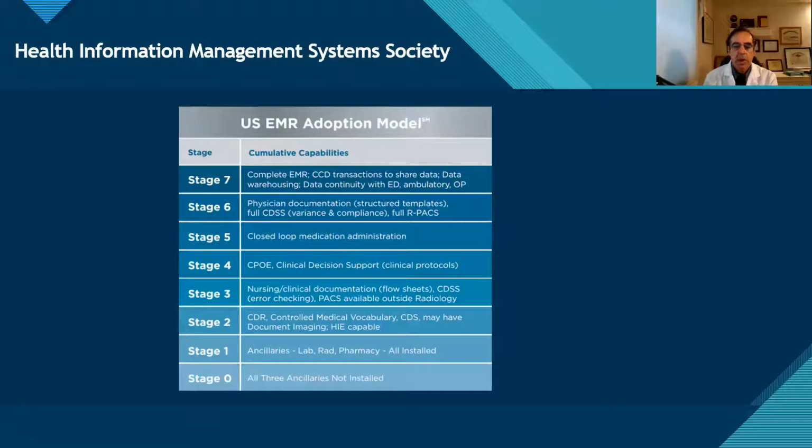HIMSS has an EMR adoption model called EMRAM, the EMR adoption model, and here we talk about 7 stages, kind of a certification of electronic health records. We're all trying to get to stage 7. And you see at the bottom here are the systems that I mentioned that we started with: departmental systems, lab, radiology, and pharmacy. And then as you move up the ladder, you incorporate clinical decision support. And when you have a fully integrated system that pulls in data from all different sources, then you eventually reach stage 7.